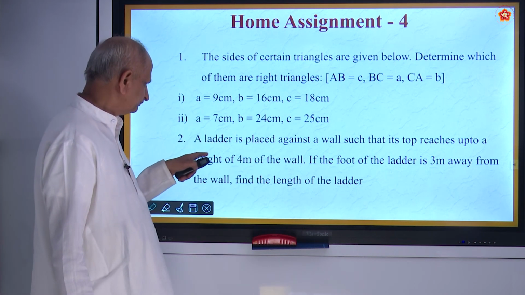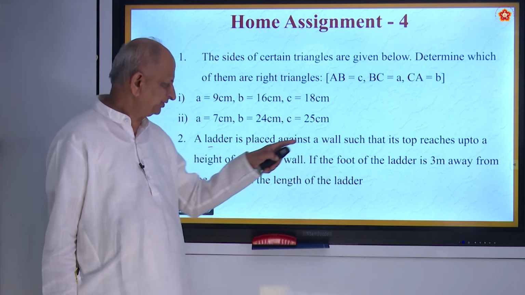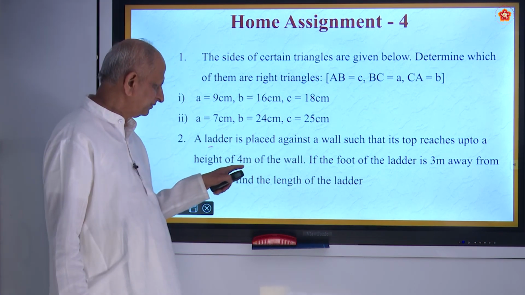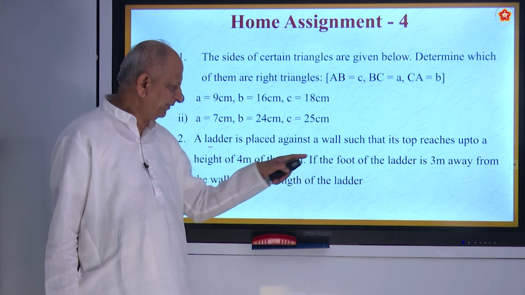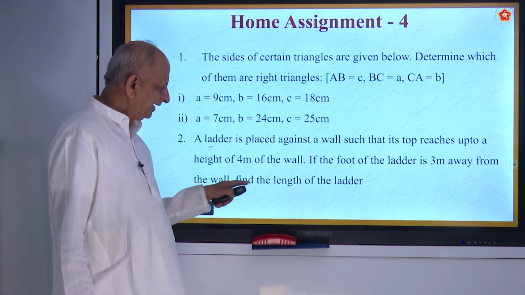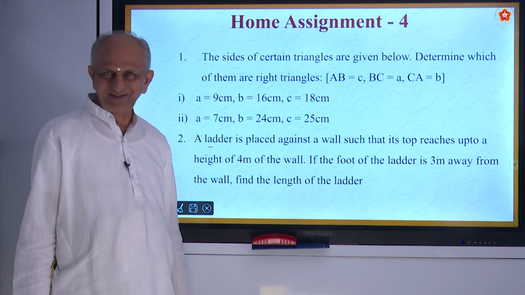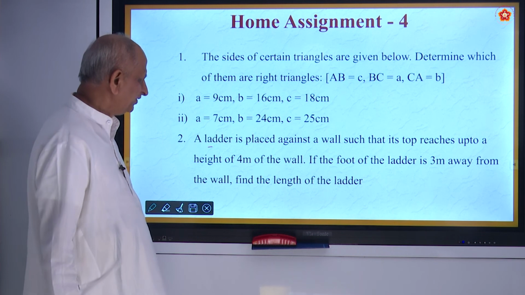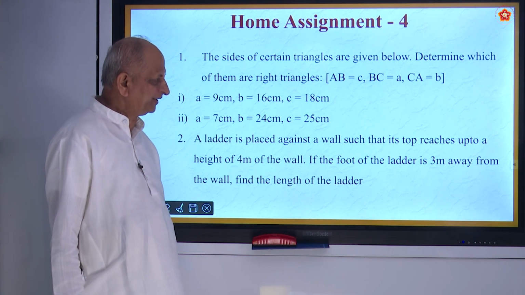You must check. A ladder is placed against a wall such that its top reaches up to a height of 4 meters on the wall. If the foot of the ladder is 3 meters away from the wall, find the length of the ladder. You try yourself, okay? On the basis of Pythagoras theorem. And let us see who will come prepared for this.